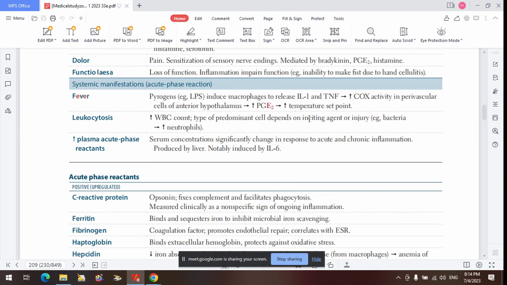And how will they do that? They will stimulate the activity of the cyclooxygenase in the perivascular cells of the anterior hypothalamus, so that cyclooxygenase can work and produce prostaglandin E2. And what prostaglandin E2 will do is to increase the set point of the temperature. And we said that once you increase the temperature set point of the hypothalamus, the body will want to work to increase its own core body temperature to that set point.